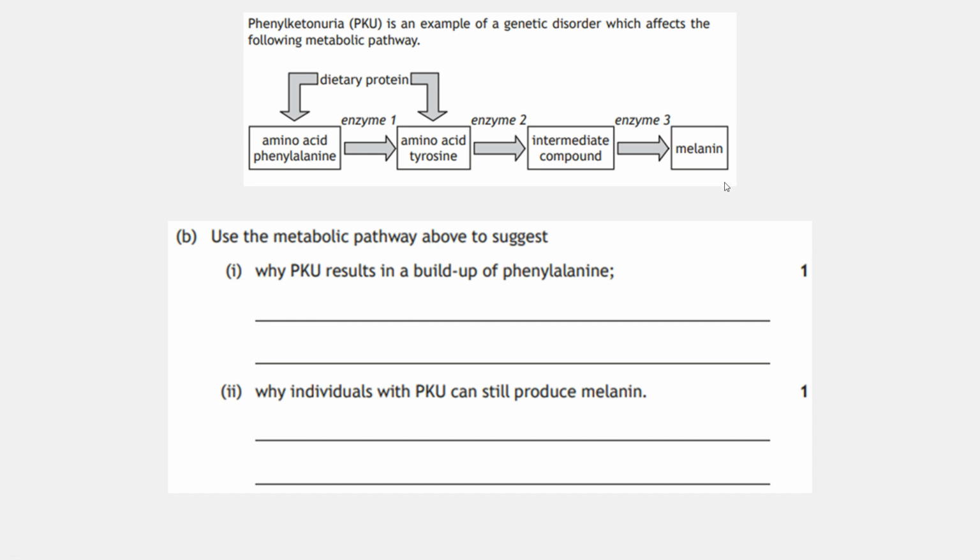So you are asked to use the metabolic pathway above to suggest 1. Why PKU results in a build-up of phenylalanine, and 2. Why individuals with PKU can still produce melanin. So use that metabolic pathway and answer the questions below.